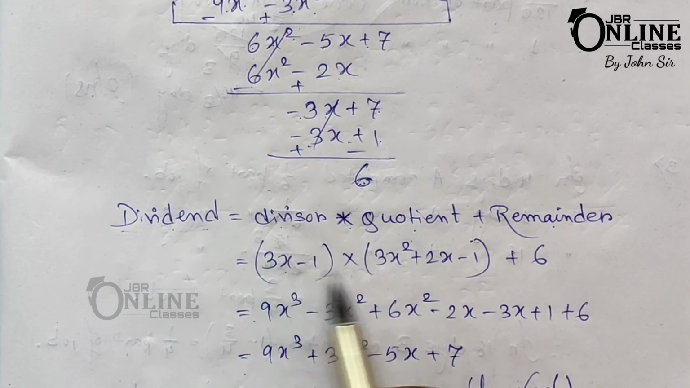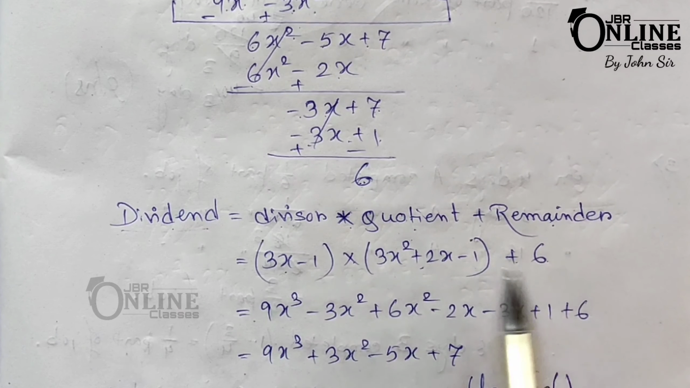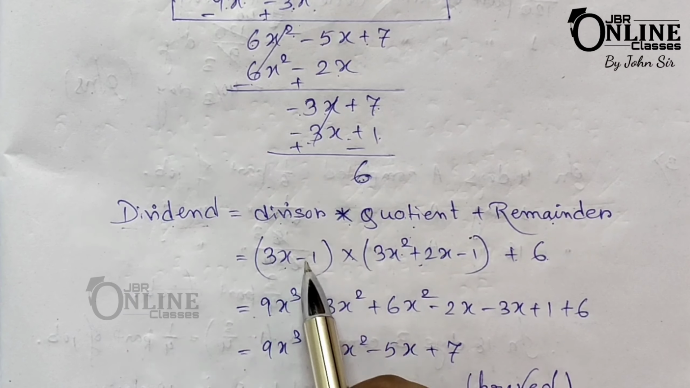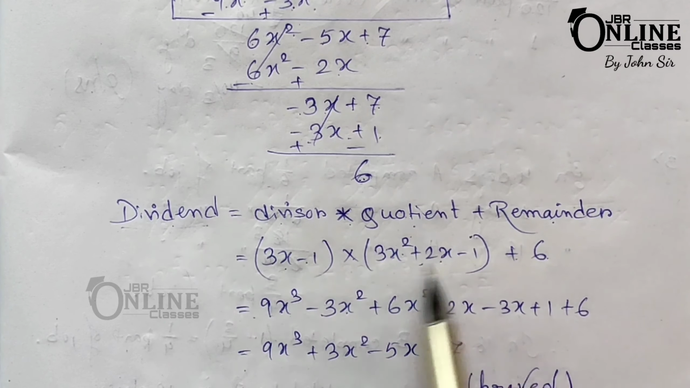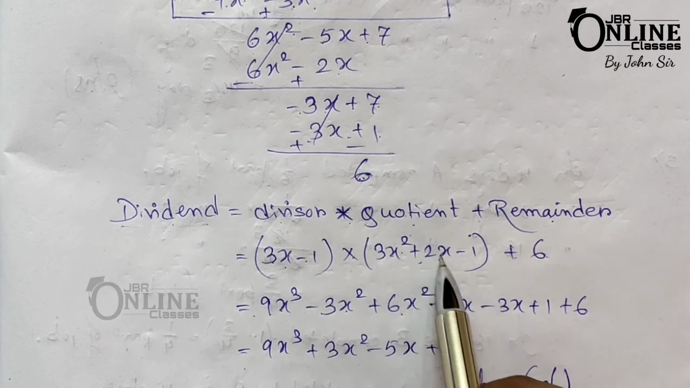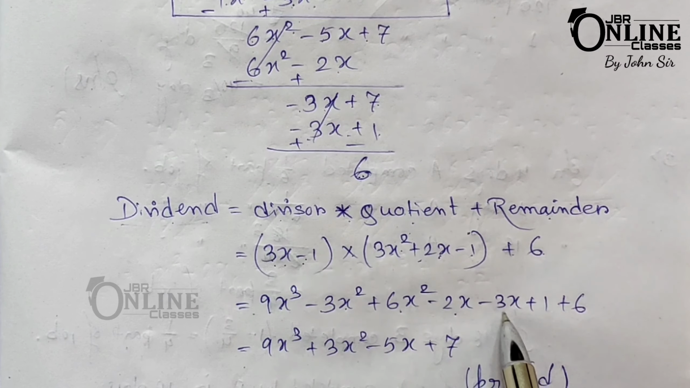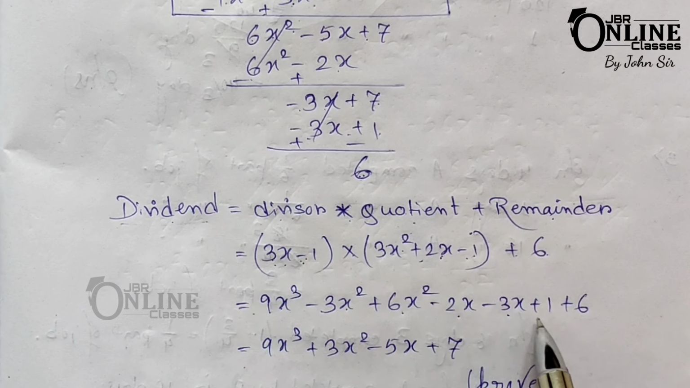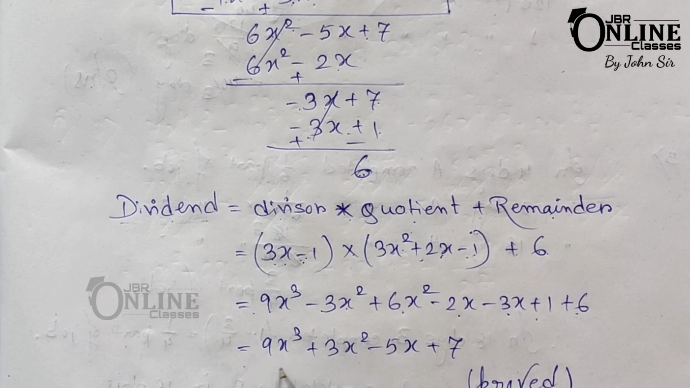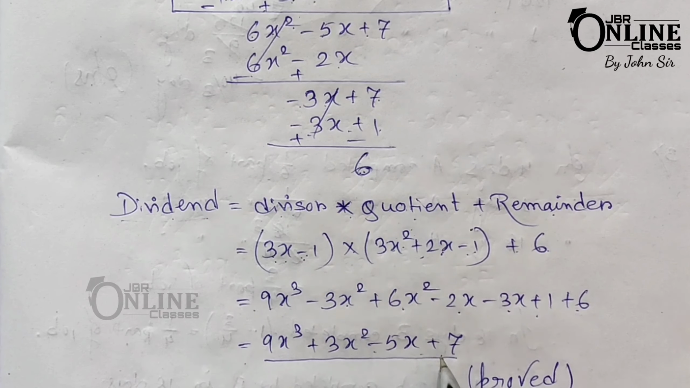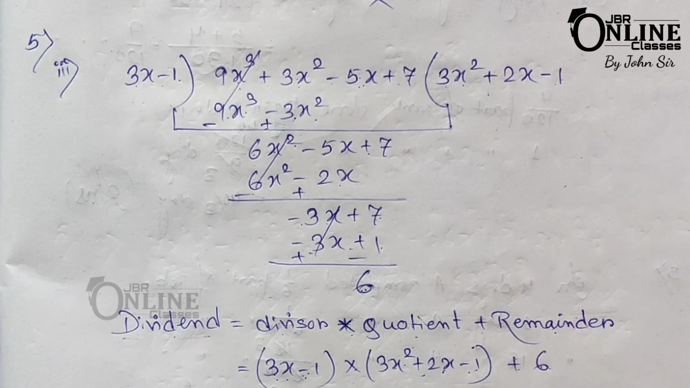So here divisor into quotient plus remainder. So 3x into 3x², 9x³, 3x² minus 1, minus 3x². Then 2x into 3x, 6x², 2x into minus 1, minus 2x. Then 1 into 3x, minus 3x, minus 1 into minus 1, plus 1, plus 6. And finally you will get 9x³ plus 3x² minus 5x plus 6, which is the dividend. So it's proved.